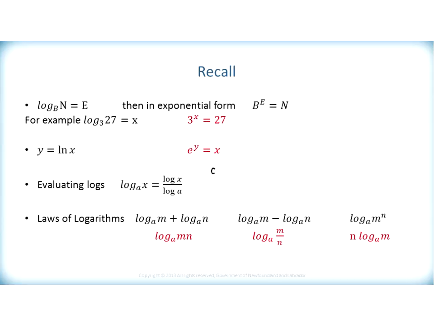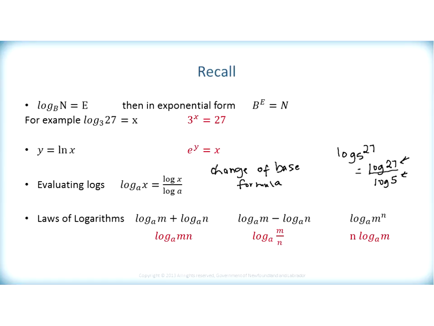So for evaluating any logarithm, we can use the change of base formula. For example, if we have log 27 to the base 5, if we were asked to evaluate this, this would be equal to log 27 divided by log 5. And of course, each one of these can be calculated using the calculator since they are base 10.